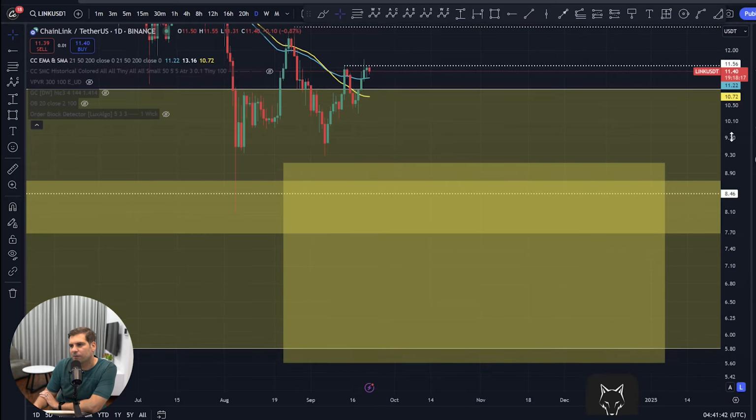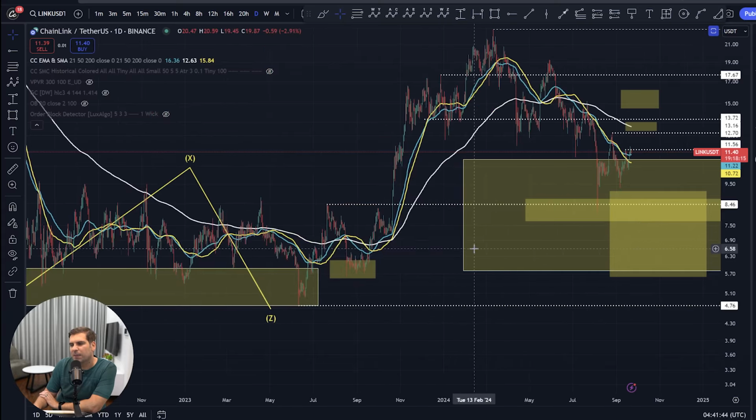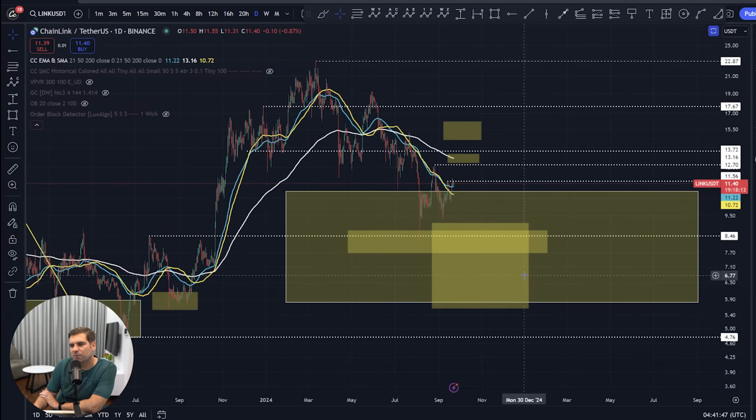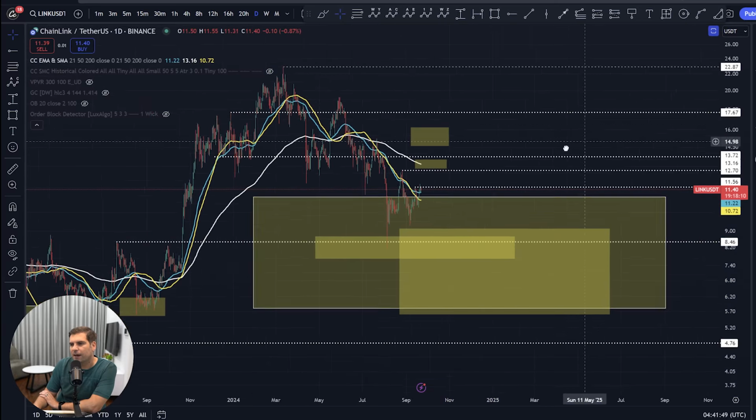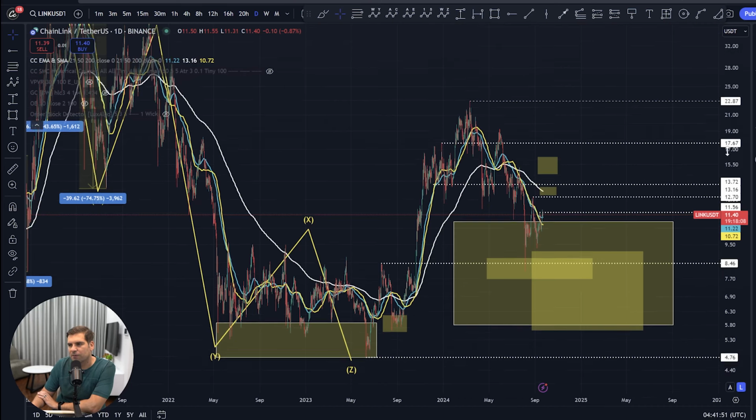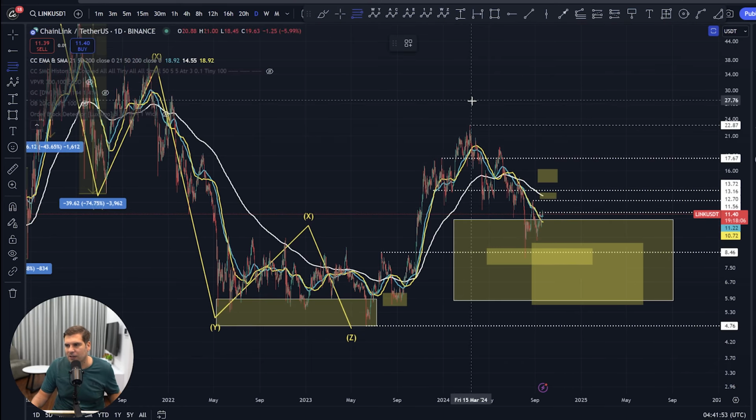Okay, so that's kind of what we're looking for, and that's going to be our expectation to finish off this reaccumulation phase for Link. After this, of course, we're going to be looking for a bit of a run to the upside. So how high do we think Chainlink is going to go?